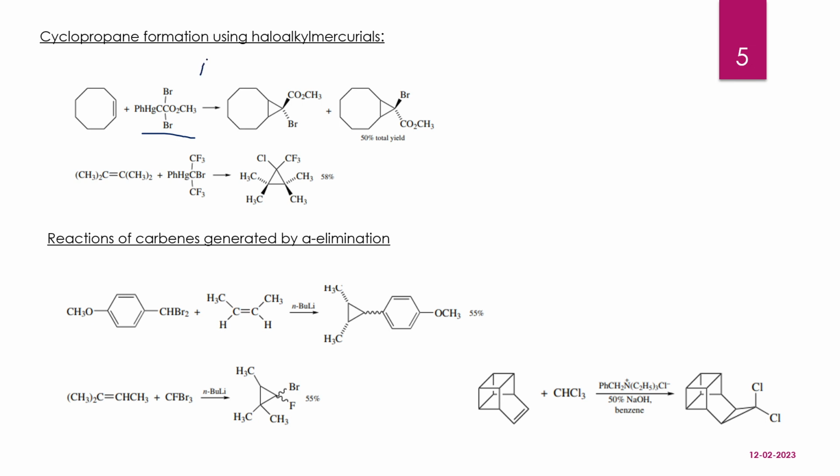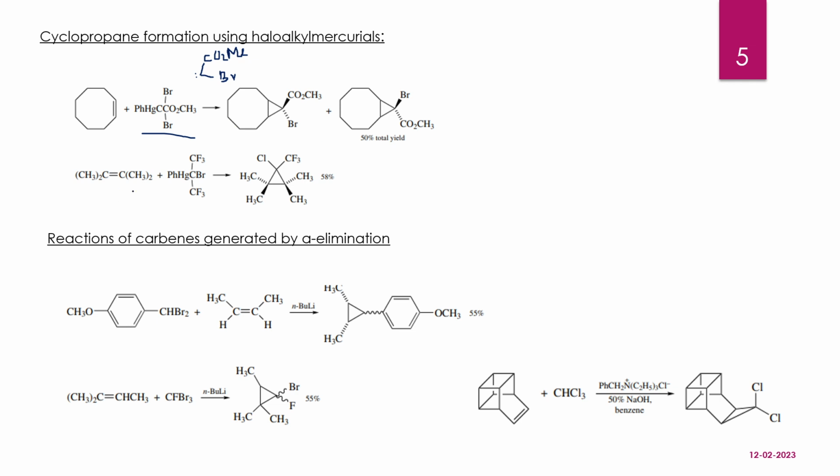This CO2 and Br here will be removed to generate the carbene. So this is our carbene. This will add to this double bond, giving us this compound. It can add in this way, and so in total, 50%, we will get two products here.